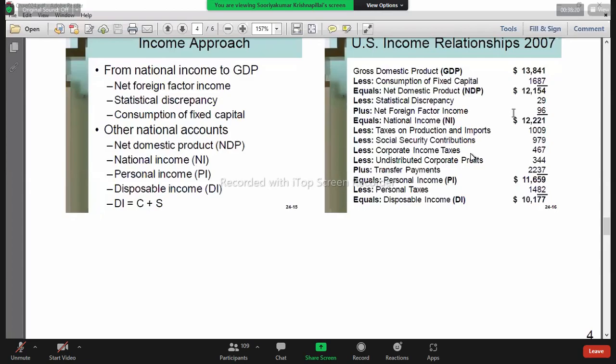For the national income, we will add the net foreign factor income. Then we deduct corporate tax, then we will get personal income. Then we deduct personal income tax. Then we will get disposable income. Okay.